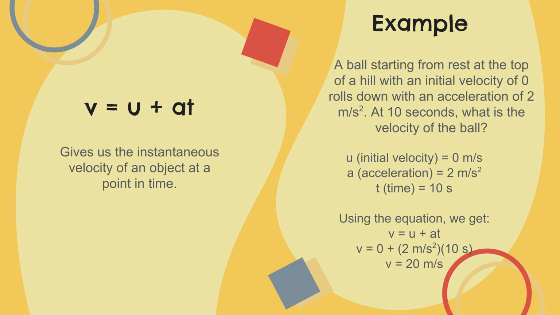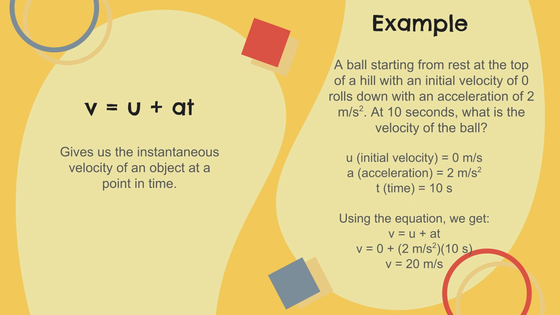We can see this being applied to the example on the left. It states, a ball starting from rest at the top of a hill with an initial velocity of 0 rolls down with an acceleration of 2 meters per second squared. At 10 seconds, what is the velocity of the ball? We can see that the initial velocity of the ball is 0 meters per second, so we have u equals 0 meters per second. The problem also states that the acceleration is 2 meters per second squared, so we have a equals 2 meters per second squared. Lastly, the problem asks for the velocity of the ball after 10 seconds, so we have t equals 10 seconds.